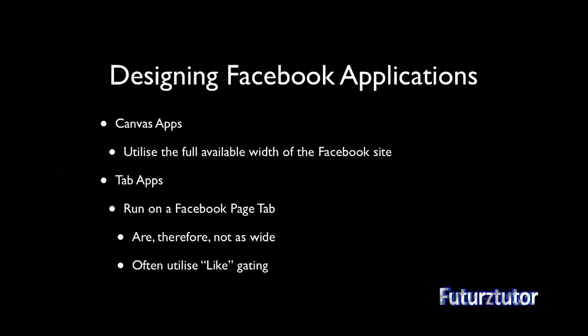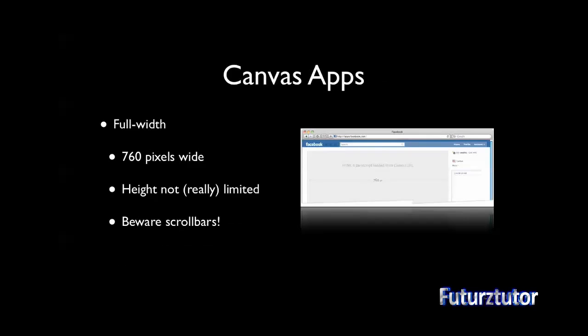Let's just take a look at some of the design parameters for these two types of applications. Canvas apps, as I said before, have the full width available of the canvas in Facebook. This equates to 760 pixels. The height is not really limited, although obviously you won't want to have an app that's too high, otherwise it won't be very visually pleasing for the user. If you do have an app that is higher than the usual Facebook page, you may notice you get scroll bars on the iframe in which the app is running. We'll look at how to deal with this a little bit later on as well.